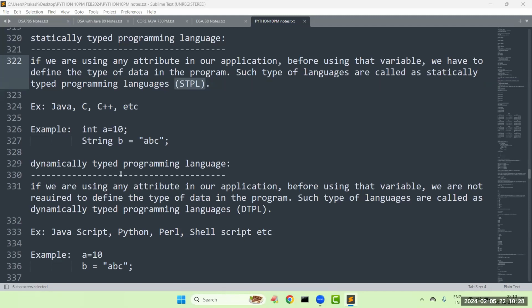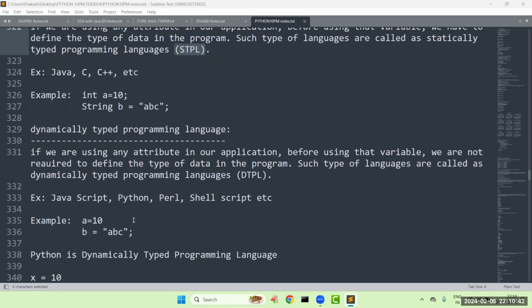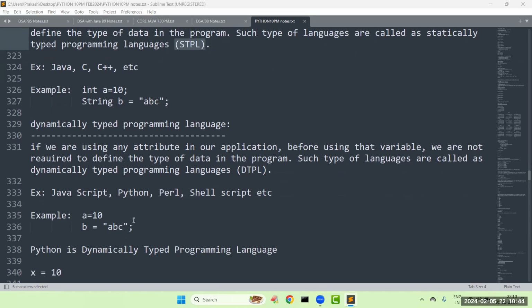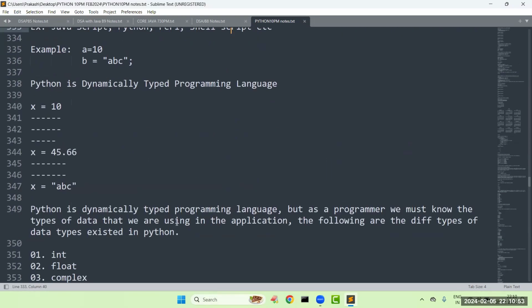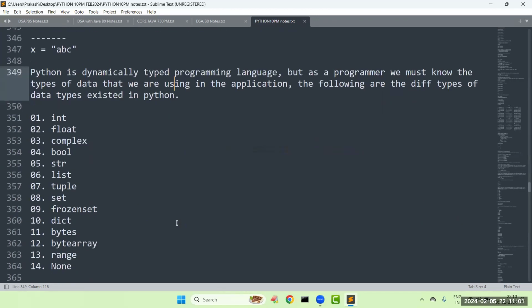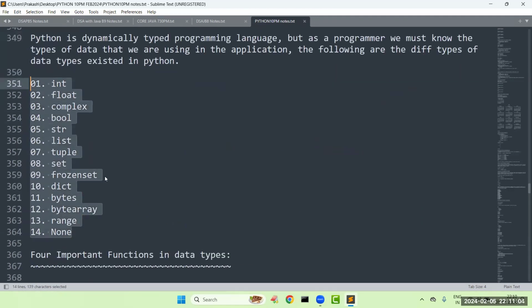So dynamically typed programming language means we are not required to declare the type in advance. Automatically, based on the assignment of value, the type will be decided, which is a very beautiful concept in our programming. So that is called as what? Dynamically typed programming language. Our Python is a dynamically typed programming language, but we have to know what are the list of data types which are available in Python. For that, we have total how many data types? 14 data types are there.